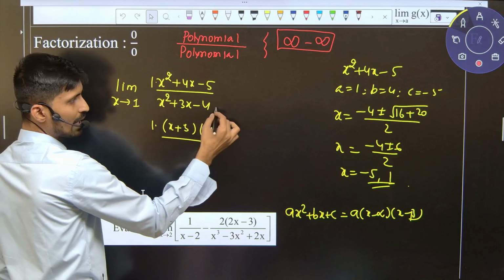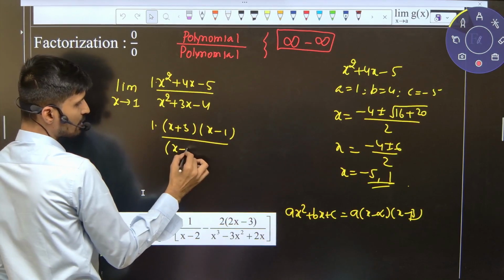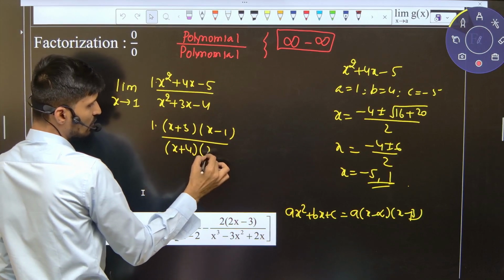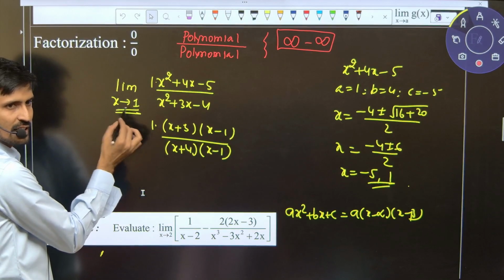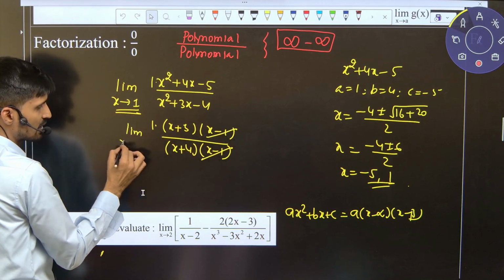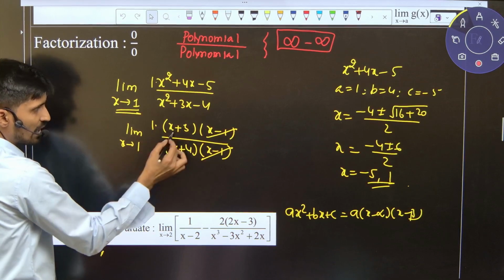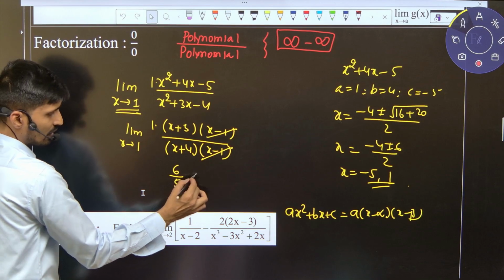Here also, I am not going to find the root, but I know it will be x plus 4 into x minus 1. And here you can see, this will give you an idea of what will cancel. X minus 1 will cancel. So this x minus 1 will get cancelled and the limit will be as it is. X tends to 1. Now put x as 1: 1 plus 5, 6, upon 1 plus 4, 5. This is the answer.